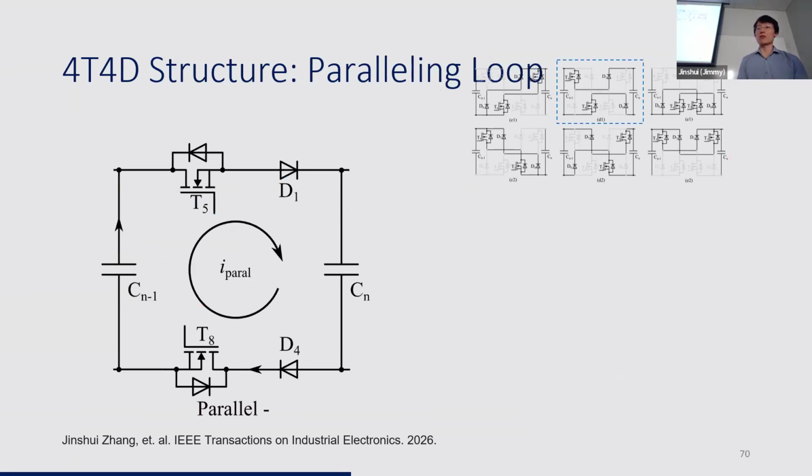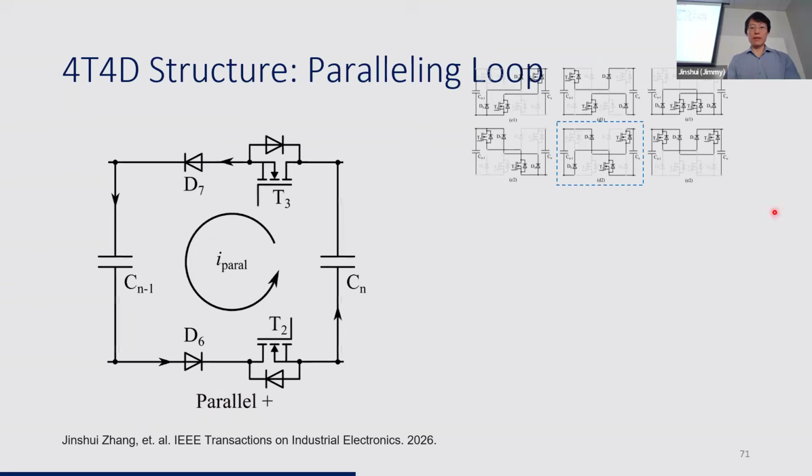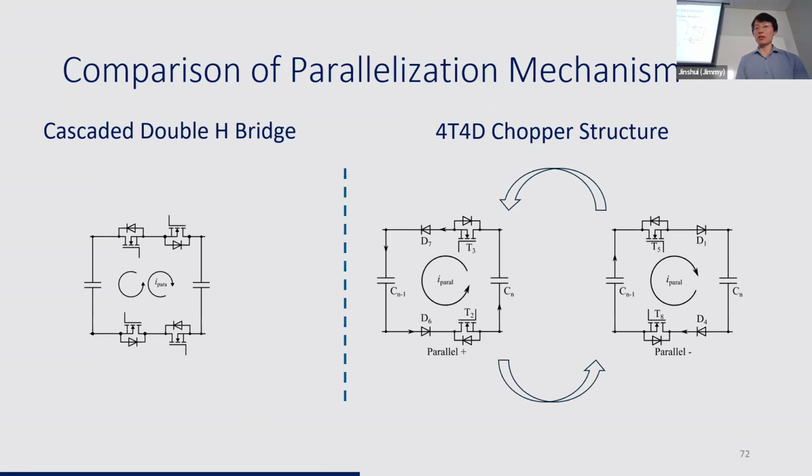Another difference is how the modules are paralleled. Both CH2B and 4T4D have two paralleling modes, but CH2B supports bidirectional paralleling in both modes, while 4T4D supports only one direction for each. So this is the parallel minus mode of 4T4D, where the capacitor on the left is charging the capacitor on the right. And this is the parallel plus mode. The capacitor on the right is charging the capacitor on the left. So when using the 4T4D topology, we must alternate between the two parallel modes from time to time, which we already do for the CH2B to even the stress on the transistors.